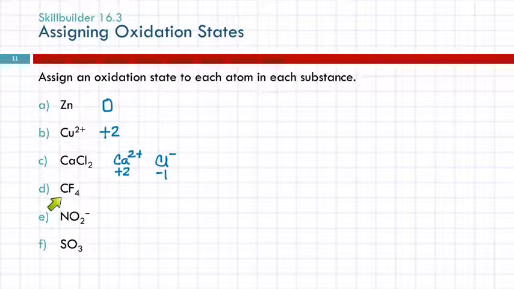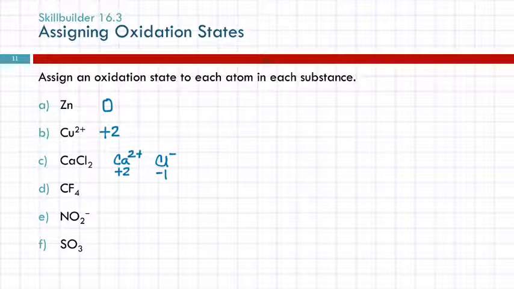Let's look at CF4. Is this an ionic compound? No, it's 2 nonmetals, right? If they were going to be ions, we could predict charges off the periodic table perhaps, but they're not ions. So then we have to use that table, FHO. Well, we've got carbon and we've got fluorine. Who's got higher priority? Fluorine.